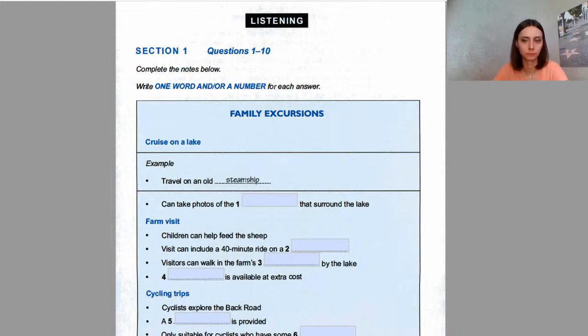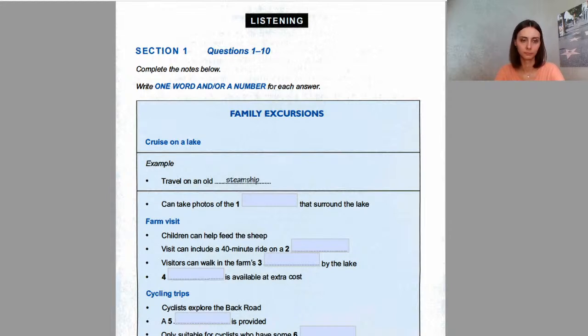Hi, can I help you? I'd like to find out if you have any excursions suitable for families. Sure. How about taking your family for a cruise? We have a steamship that takes passengers out several times a day. It's over 100 years old. The cruise takes place on a steamship. So steamship has been written in the space.